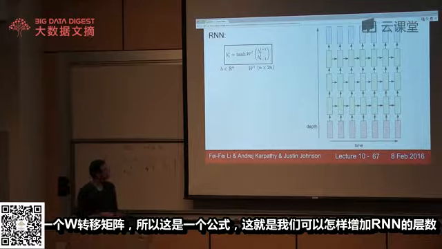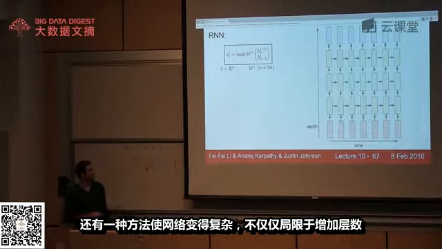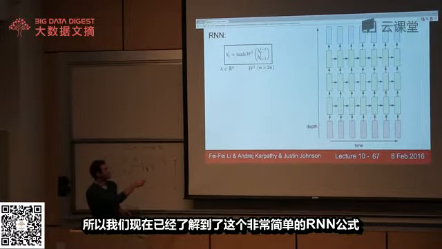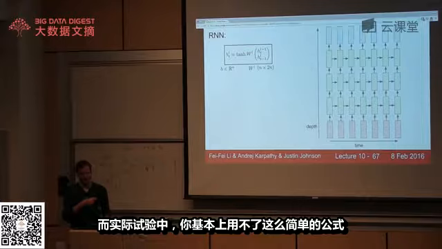Okay, so that's how we can stack these RNNs, and then they're now indexed by both time and by layer at which they occur. Now, one way we can also make these more complex is not just by stacking them, but by actually using a slightly better recurrence formula. So far, we've seen this very simple recurrence formula for the vanilla recurrent neural network. In practice, you will actually rarely ever use a formula like this.